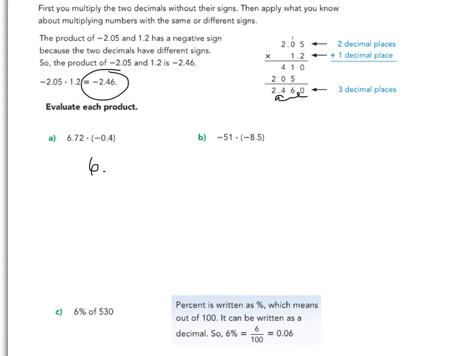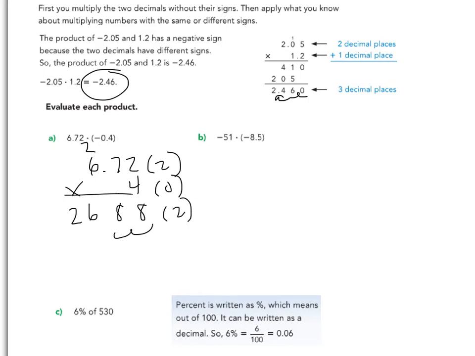Okay, so 6.72 times 4/10. Remember, don't line up those decimal places. 4 times 2 is 8. 4 times 7 is 28, carry the 2. 4 times 6 is 24, plus 2 is 26. 2 decimal places here, 0 here, so you need 2 in your answer. 26.88, and since our problem had 1 negative in it, your answer is negative. Okay, so I'm going to stop and have you try B right now.